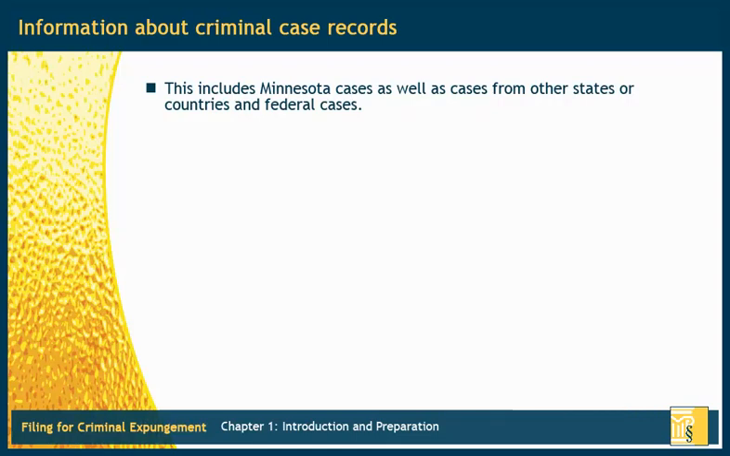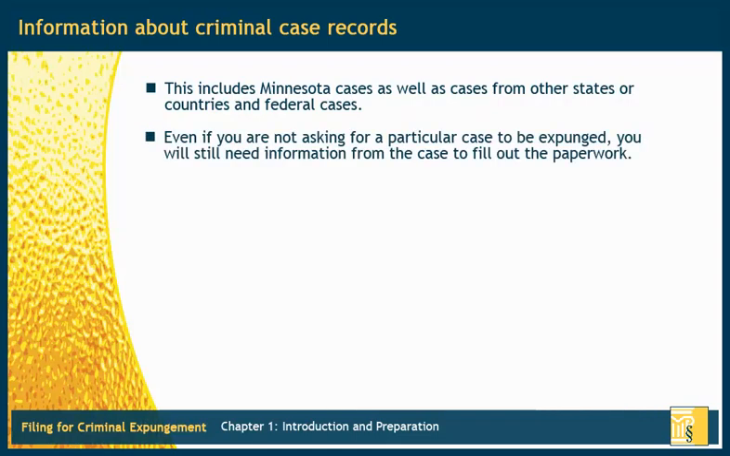Next, you will need information about your criminal case records. This includes cases from other states, countries, and it includes federal cases. You must get your criminal case records for all of your cases, even if you are not asking for a particular case to be expunged. You may still need information from the cases you are not asking to expunge to fill out the paperwork.